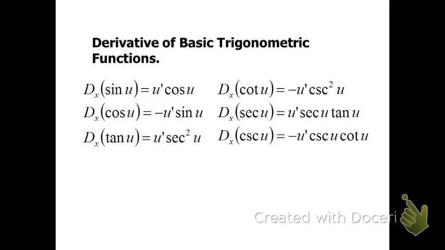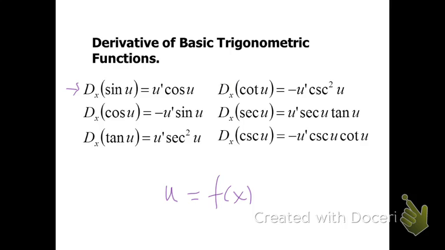Sine of u. U is a function of x. Okay, you should remember that u is some function of x. For example, x squared, 1 over x, x to the third, etc. So you have sine of some function u, cosine of u, tangent of u, cotangent of u, secant of u, and cosecant of u.